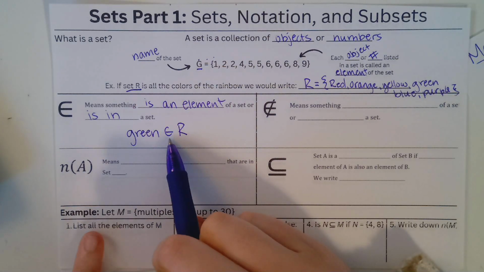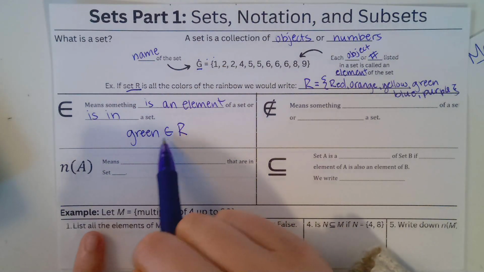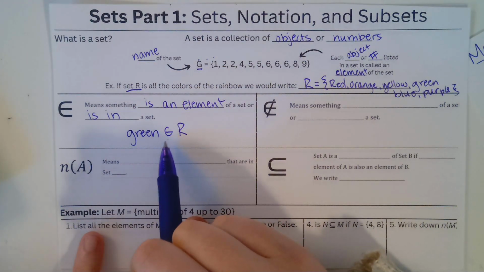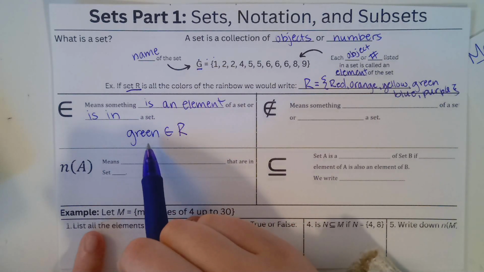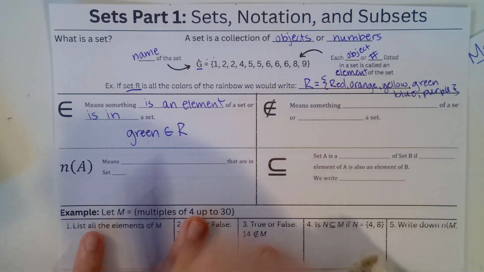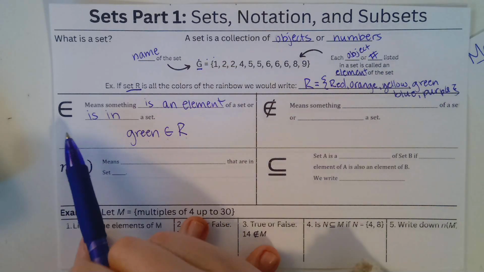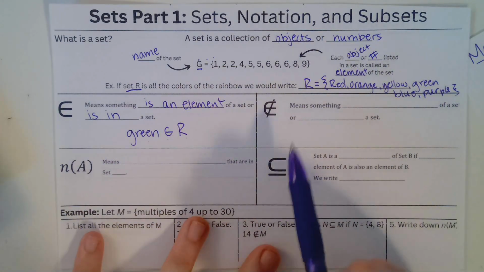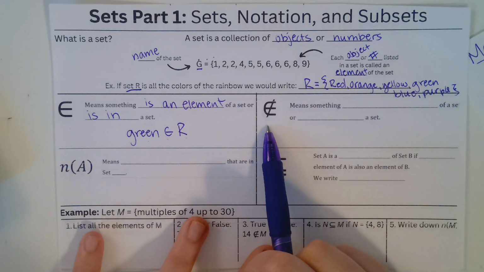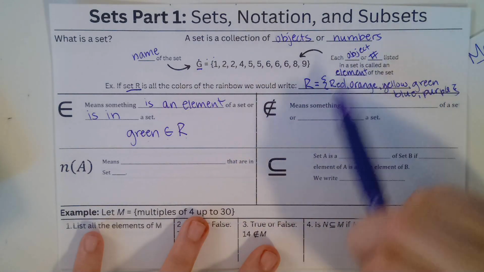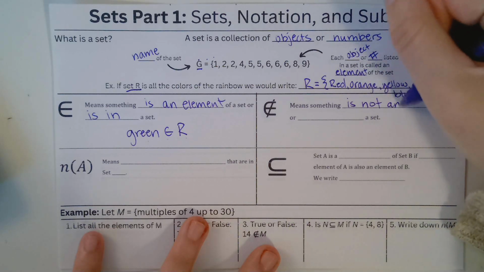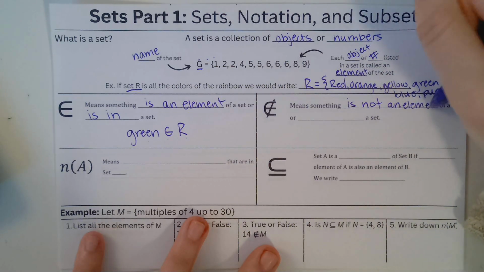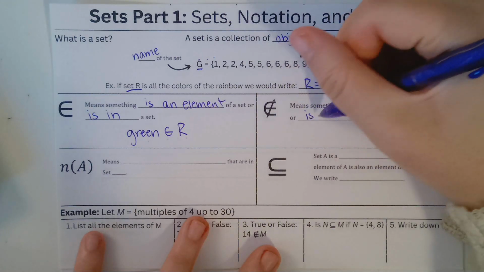So green, and then I have this little symbol here. It's not well written, but that's what it's supposed to be. So green is an element of R. That's how you would read that, or we're saying green is in the set R. There you go. So we have this symbol, and then we have another symbol that looks almost identical, but it has a line through it. This means that something is not an element of a set or is not in the set.